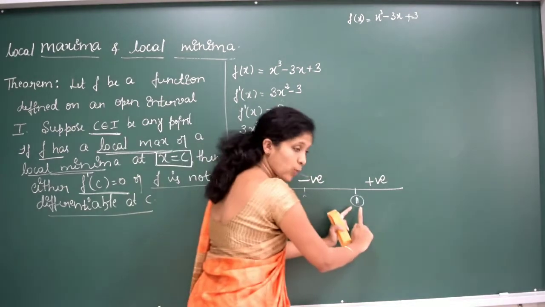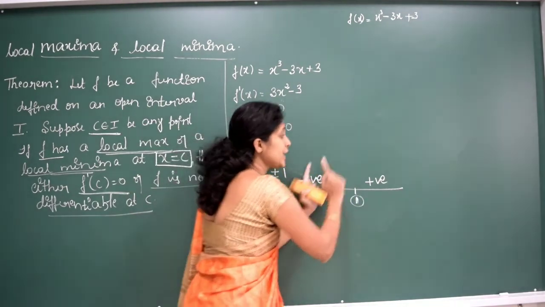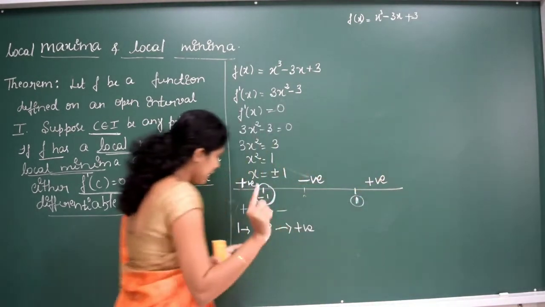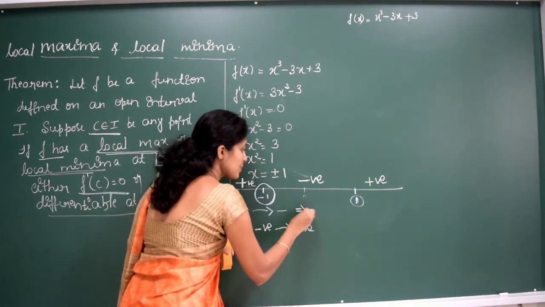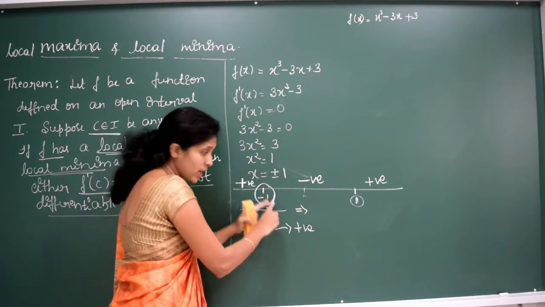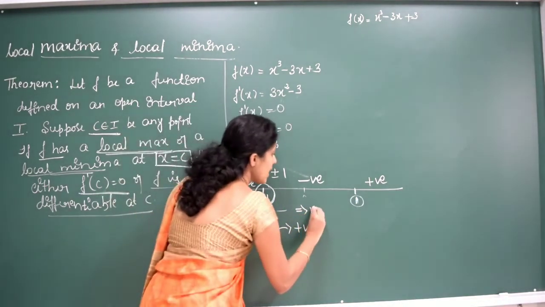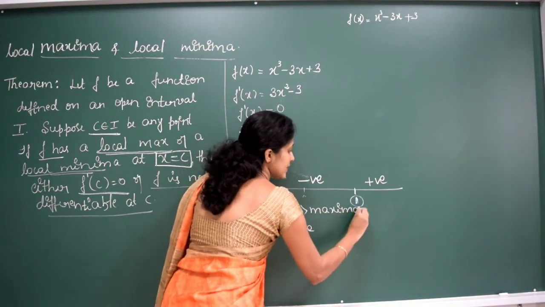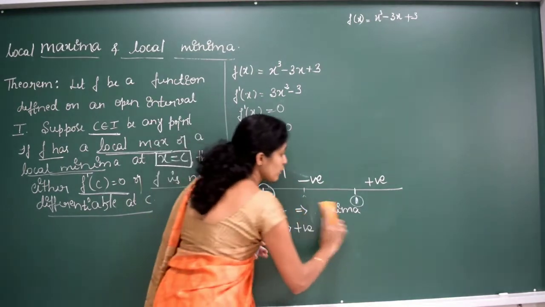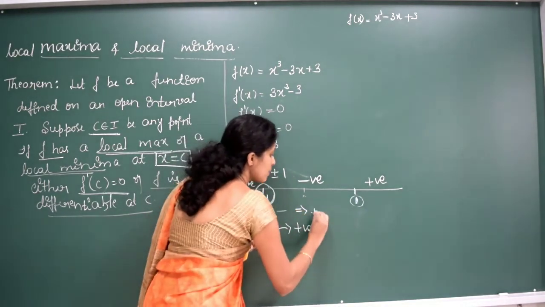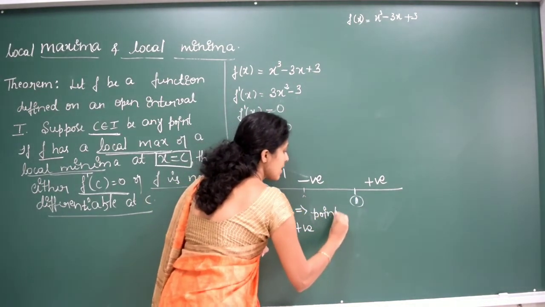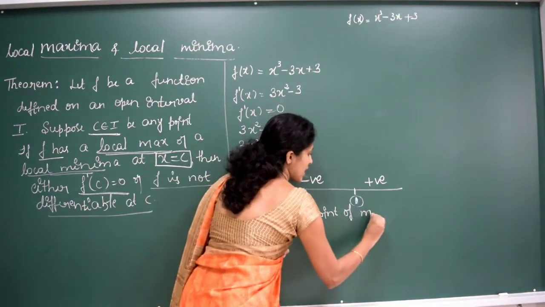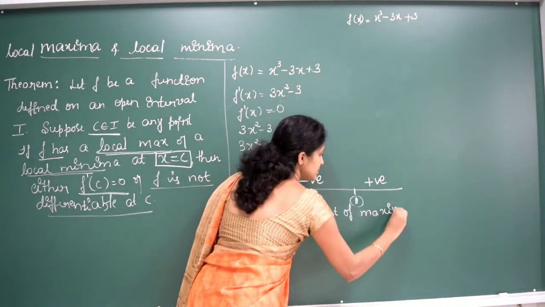At the point 1, it changes from negative to positive. If it changes from positive to negative, then this value is called the maxima value, the point of maxima. Is it clear? This is called the point of, not only maxima, it is the point of maximum. I hope you are understanding this one.